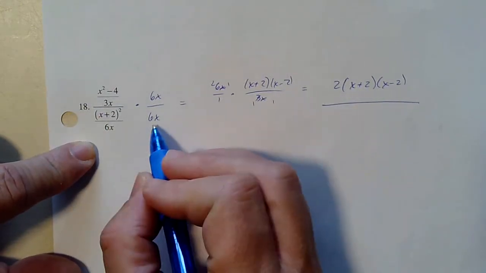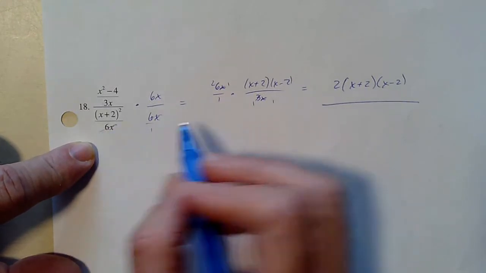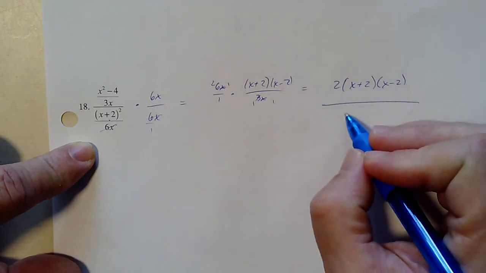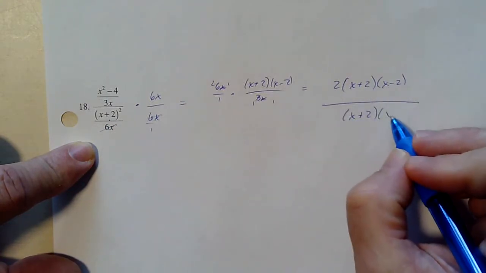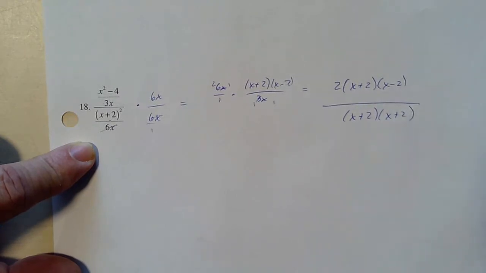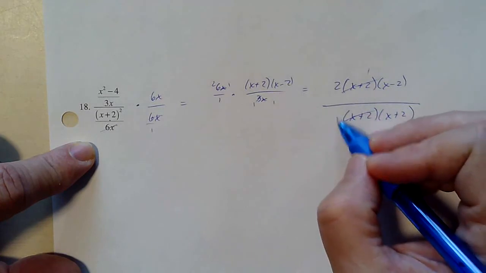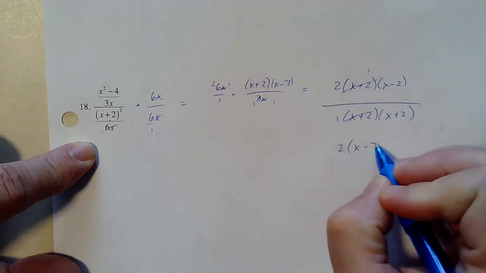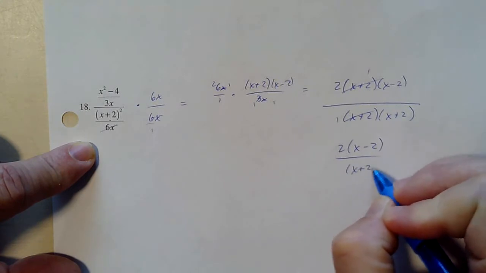I don't even know if I need this step, right? The 6x times over 1 times this, they cancel right out, and I'm left with x plus 2 squared. Okay, or if you want to expand it, just so you realize that there's 1 left over, that's fine too. And then we can simplify this one and be done. X plus 2 divided by x plus 2, we get 2 times x minus 2 all over x plus 2.